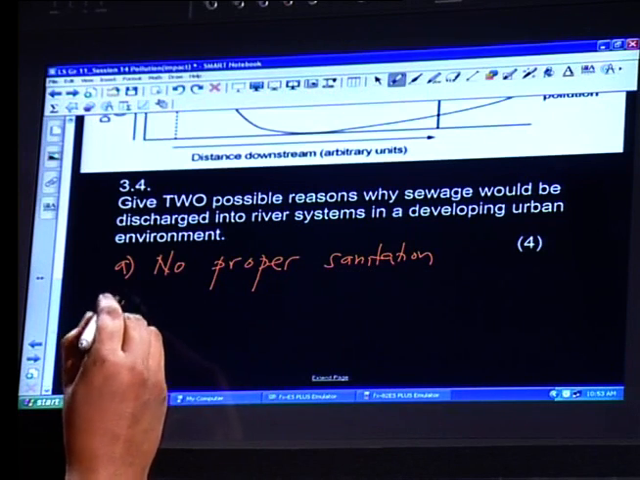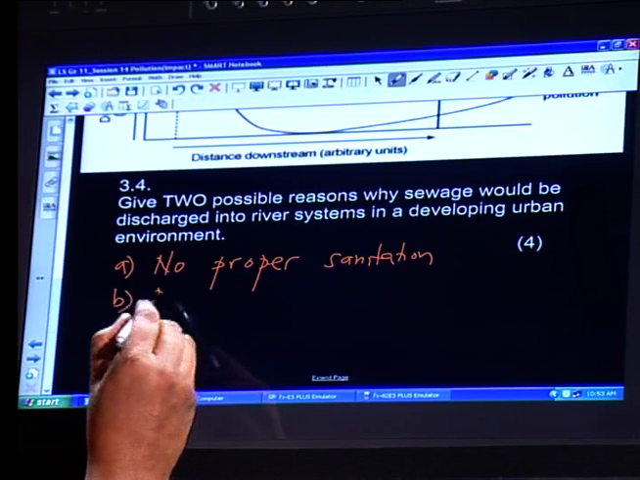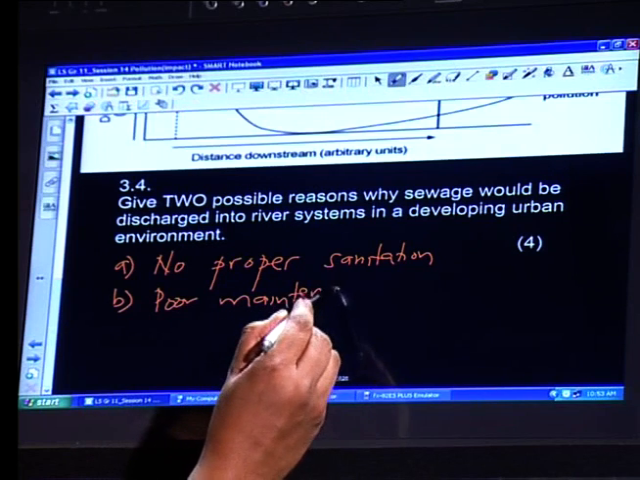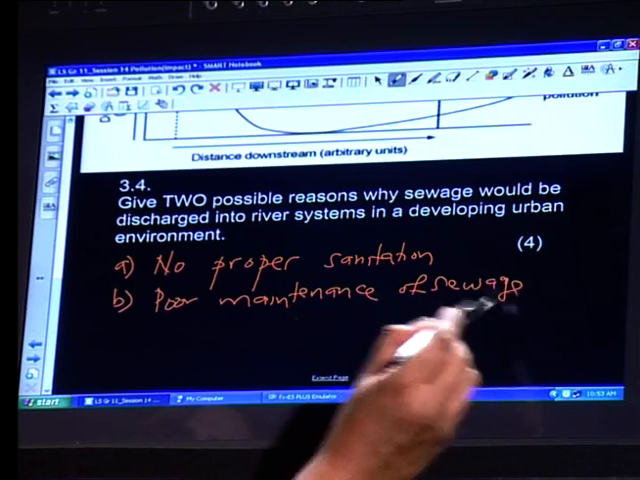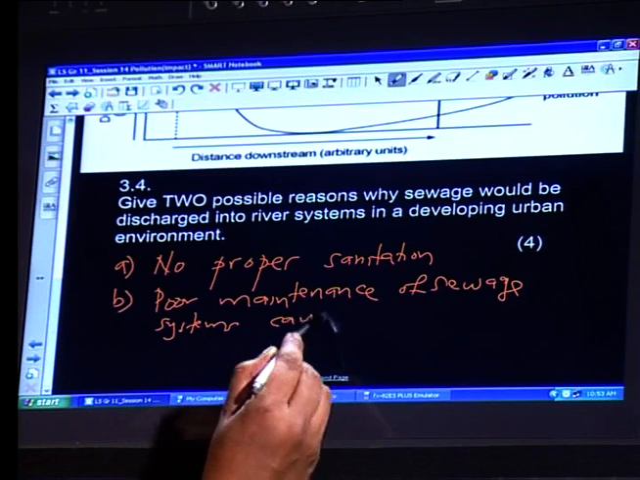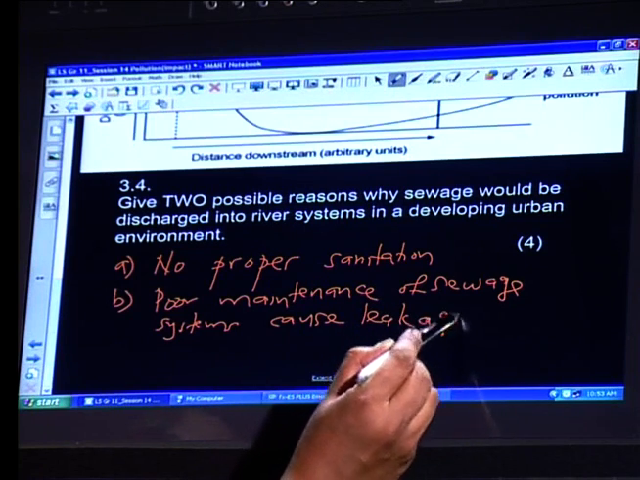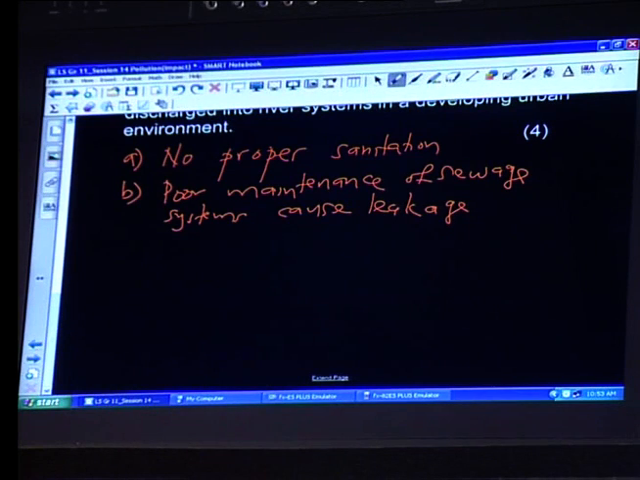That's the first one. Another one could be there is sanitation, but the pipes are not maintained. There's leakage. So poor maintenance of sewage systems causes leakage. Right, causes leakage. So the sewage could leak out into the soil and then wash into the rivers.